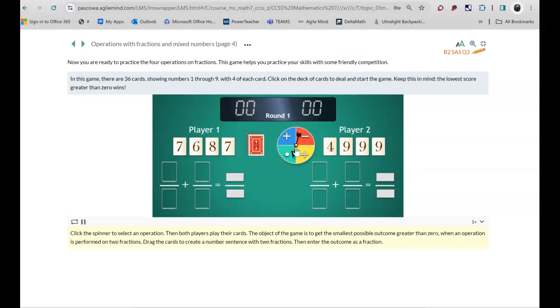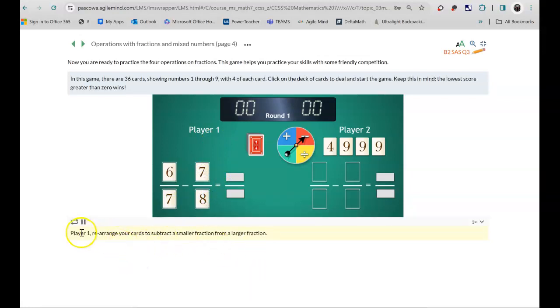What operation are you going to be performing? This says, I'm subtracting. Okay, so I am going to subtract, let's see, 6/7 minus 7/8. Uh-oh, it says player 1, you have to rearrange your cards to subtract a small fraction from a large fraction. I guess I did a bad job. Okay, well I'm going to put 7 here and 8 here. Oh, look at that. It's going to let me do that one.